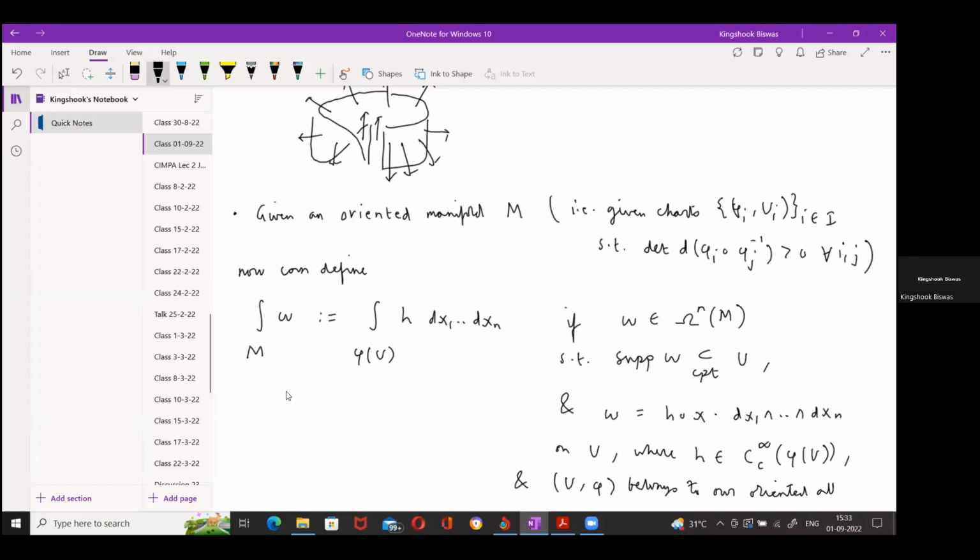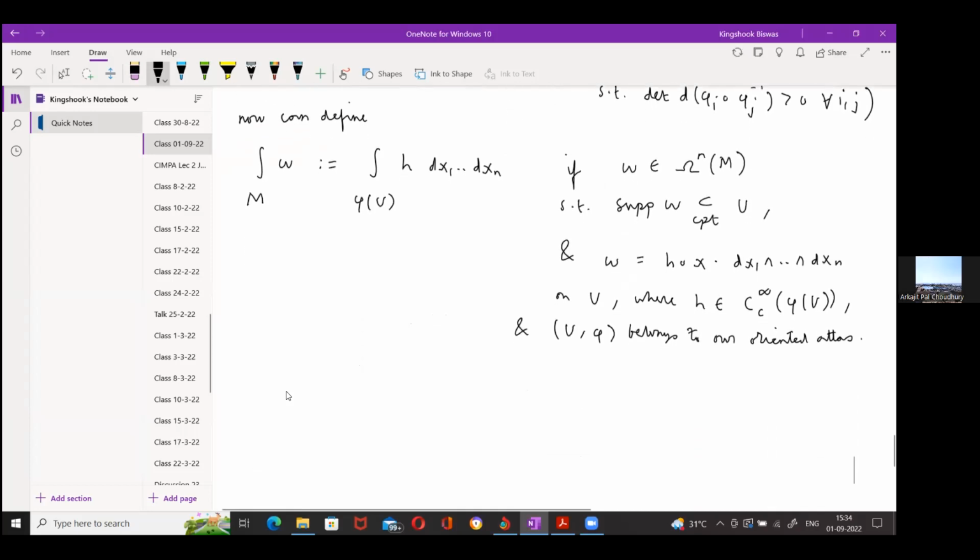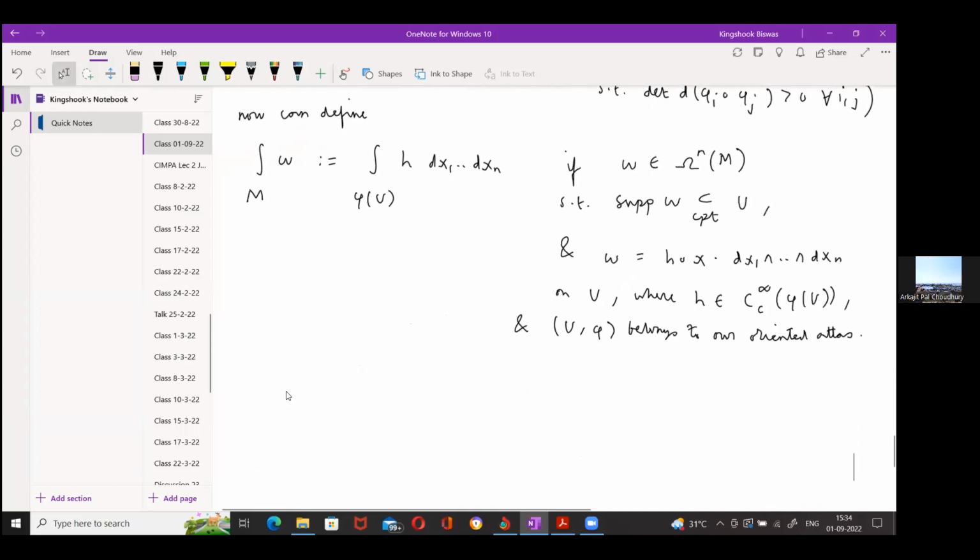Is this clear? Okay, so this is well defined now, right? Yes, because the determinant of the change of charts is positive. So on an oriented manifold, we can define the integral of a smooth n-form with compact support inside a chart.